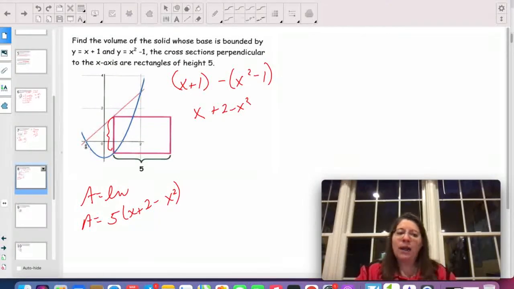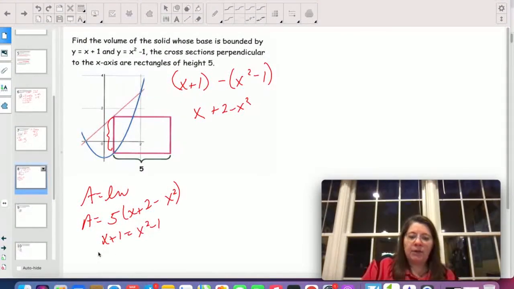Okay, so how would I figure out where this x value is? Well, aren't we looking for where these two functions intersect? Couldn't we set these two functions equal to each other and figure out what that x value is? So I'm going to set them equal to each other. X plus 1 equals x squared minus 1. And if I solve that, I'm going to get it equal to 0.